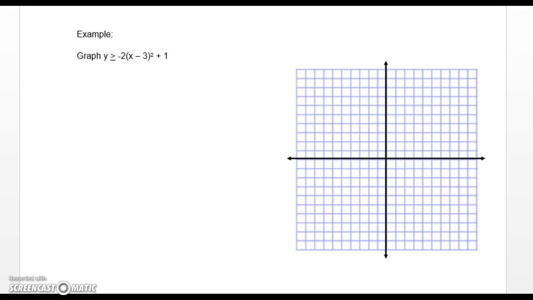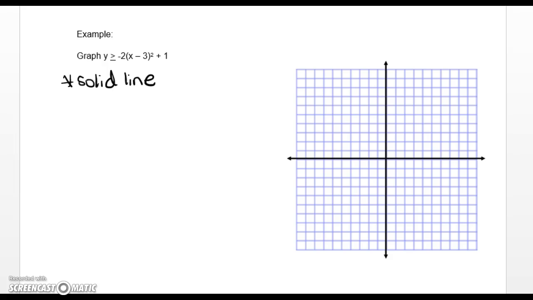So we're going to look at example number 1 from your notes. So here we're going to graph the quadratic inequality y is greater than or equal to -2 times (x minus 3) squared plus 1. So just like in our last video, our first step here is we're going to identify whether or not we're going to have a solid or dashed line. And in order to determine that, we just have to look at the inequality symbol. If it has an equal to symbol here, then that means that it's going to be a solid line. So make sure you write that down, that way you don't forget that it has to be a solid line rather than a dashed line.